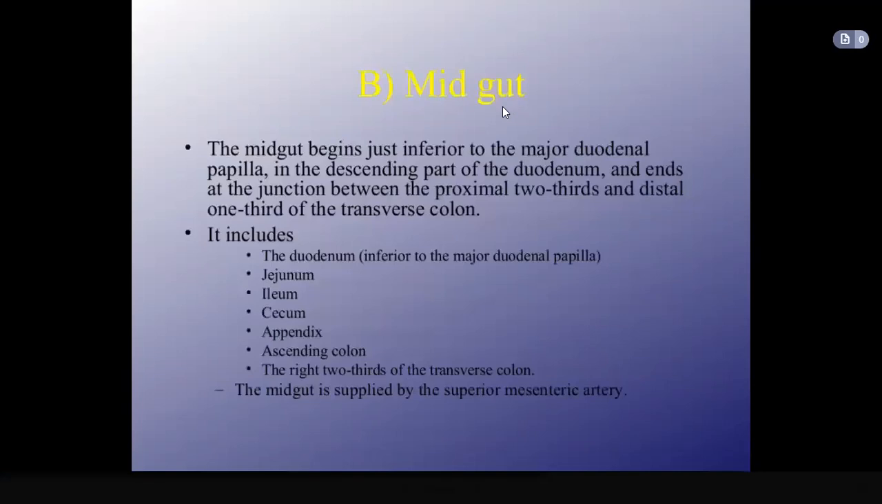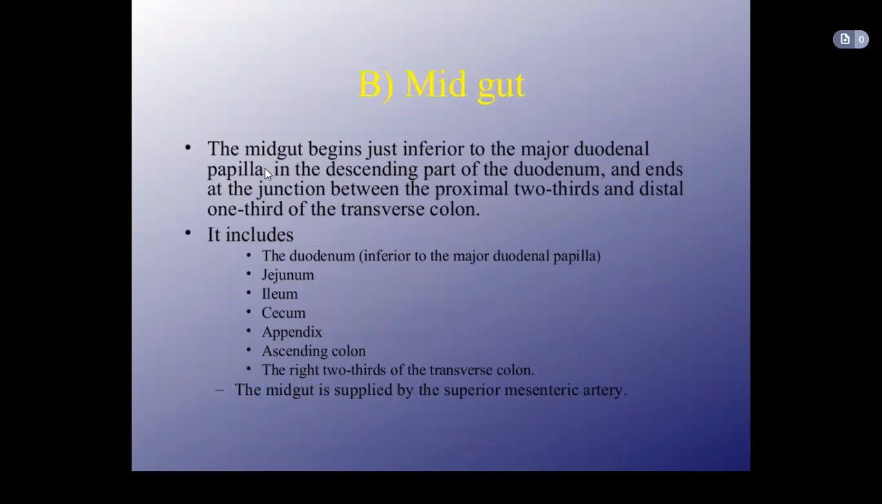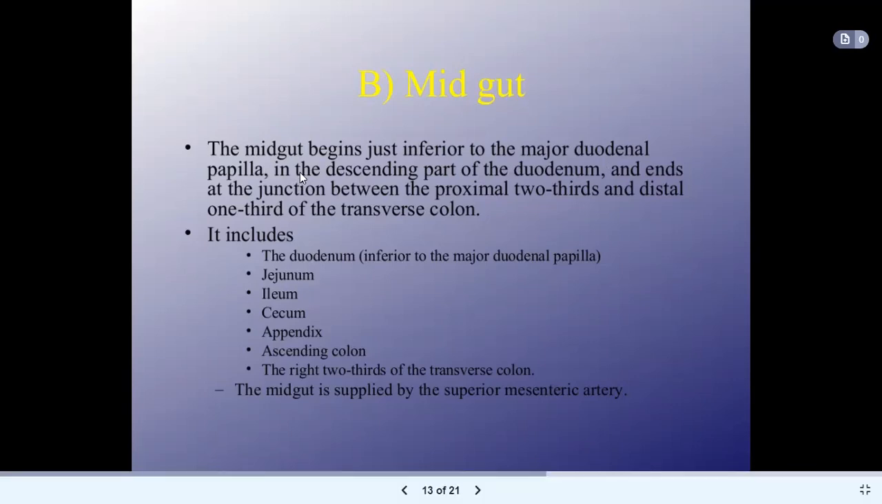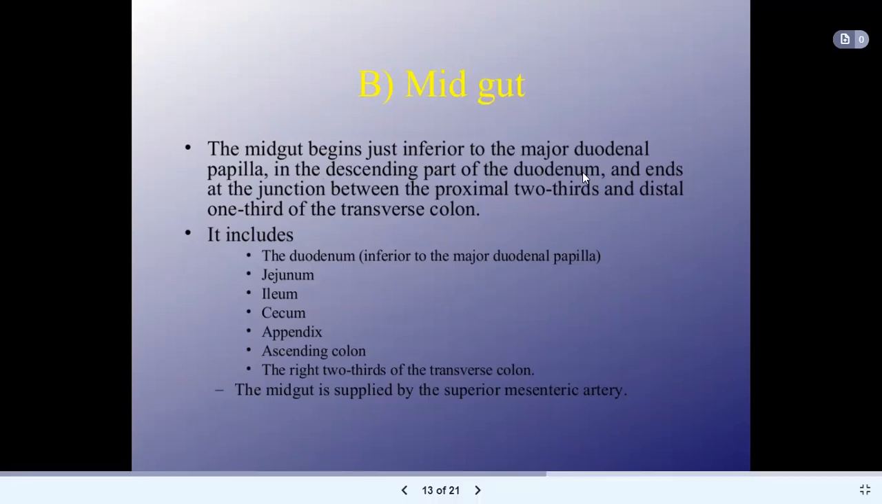And let's go to the midgut. So what do we have in the midgut? The midgut begins just inferior to the major duodenal papilla. Everything above the major duodenal papilla is in the foregut. And then below the major duodenal papilla, we have the midgut in the descending part of the duodenum. And then it ends at the junction between the proximal 2/3 and distal 1/3 of the transverse colon. So from the duodenum to the transverse colon, we have the midgut.